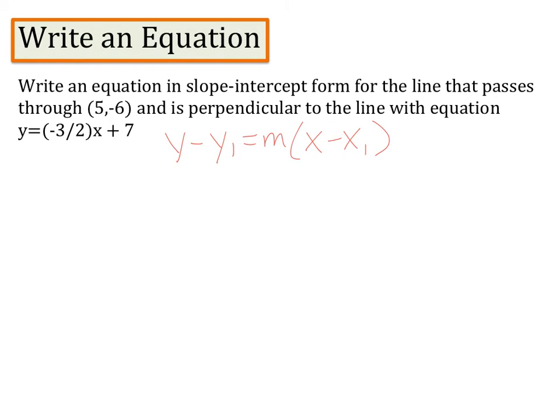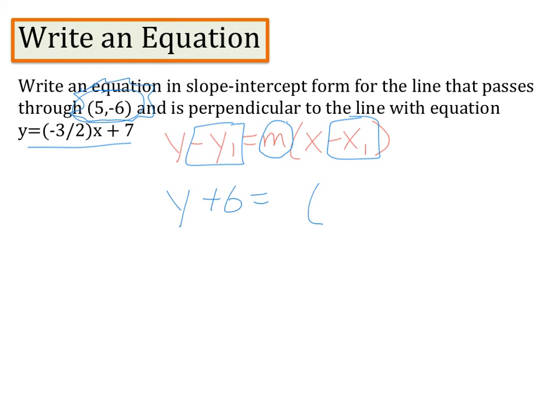So the two pieces of information that we need are the slope, and a point that this new line is going to go through, because we're not writing the equation for this line, obviously it's already written. We're writing the equation for a new line, one that's going to be perpendicular to that line through this point. Well, our point for the new line is just going to be this 5, -6. So we can write this as y plus 6 here. Our slope we still don't know, so we'll leave that blank. And then we'll have x minus 5.